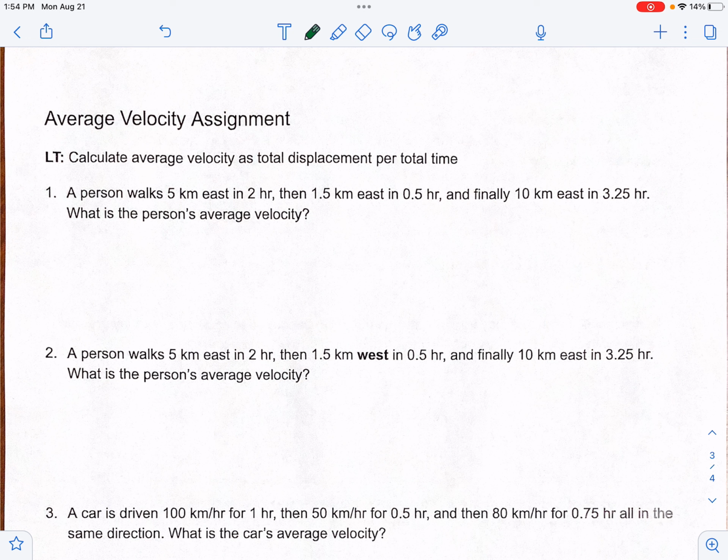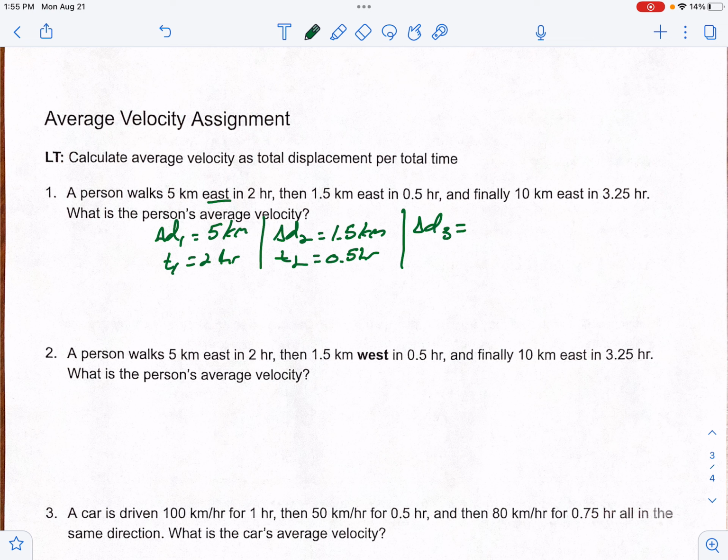Calculate the average velocity as the total displacement per total time. A person walks 5 kilometers east, so watch out for those directions, in 2 hours. So my displacement 1 is 5 kilometers, and time 1 is 2 hours. Then 1.5 kilometers east, so my displacement 2 is 1.5 kilometers, and time 2 is 0.5 hours. And then finally 10 kilometers east, so displacement 3 is 10 kilometers, and my time 3 is 3.25 hours.